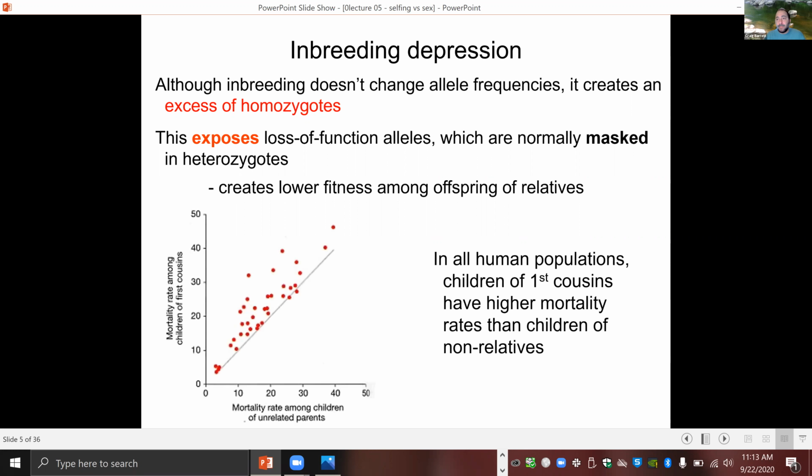So if we look at an example from humans, on this axis the mortality rate among children of unrelated parents versus the mortality rate of children with first cousins or related parents, you can find that things are quite shifted towards higher mortality rates for inbreeding between genetically similar individuals. This is just an example from humans, but plants do this all the time, and there seem to be very little consequences in some cases.